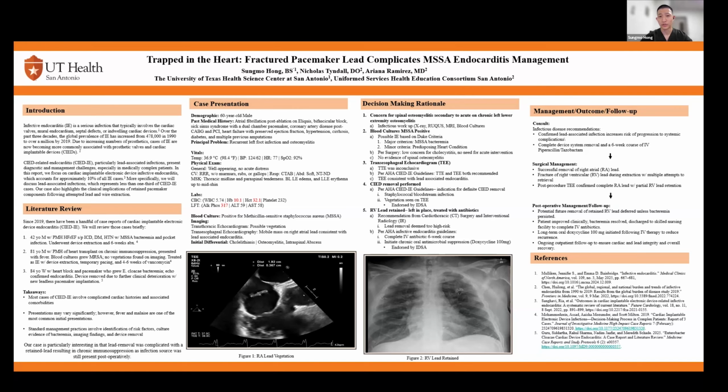So overall, this is an interesting case presentation of a 60-year-old male coming in with an infective endocarditis case that resulted in a retained lead after surgical management attempted to remove the cardiac device, and now the patient is on long-term antibiotics as a result. And if there's any questions, I'm happy to take them as well.